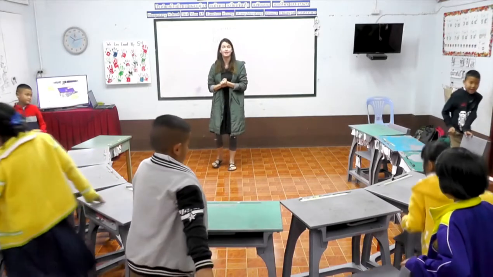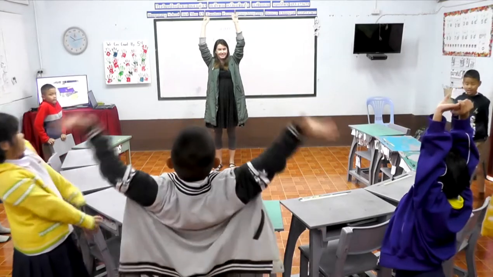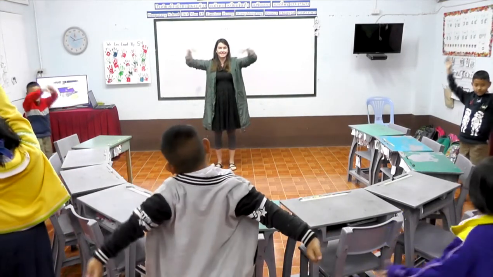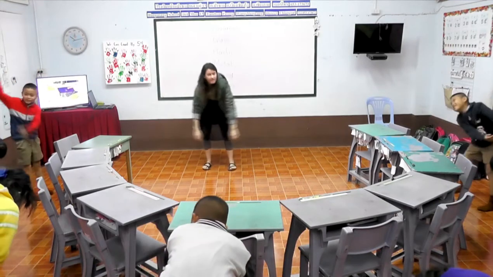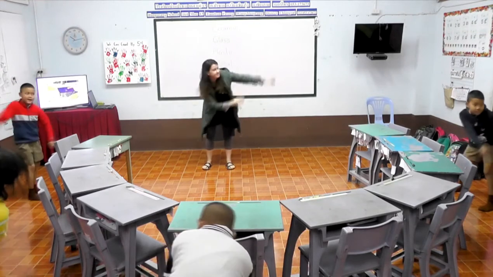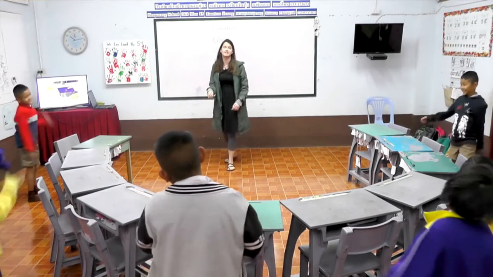So stand up tall. Put your arms up over your head. Stretch your fingers. Put your arms in a T. And touch your toes. Come up and swing your heavy arms. Very nice. Stand up straight and tall.